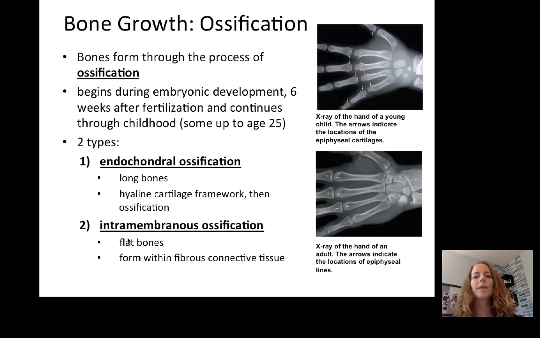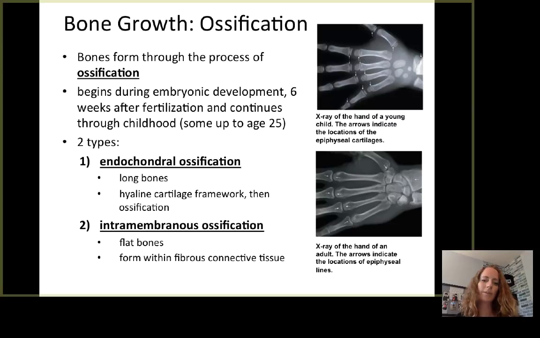Bone growth occurs through the process of ossification. Again, if you don't remember the processes of ossification, take a moment to pause here and remind yourself. Endochondral ossification happens primarily in the long bones, and it starts with the hyaline cartilage framework during development. So about 6 weeks after fertilization in embryonic development, and then will continue through adulthood, depending on the bone. Some bones take a very long time to complete their growth. Intramembranous ossification is that which occurs in the flat bones, and it starts within fibrous connective tissue.